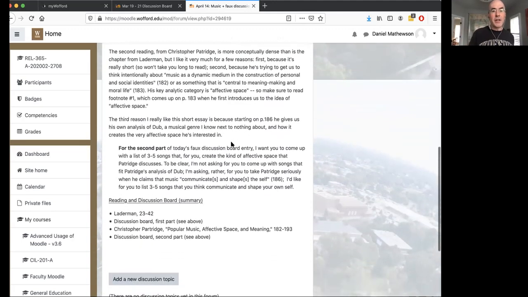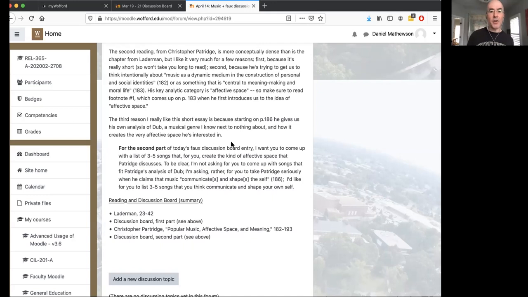Now, this is the second part of this particular discussion board, where this connects to the short writing assignment that's coming up. So the second reading from Christian Partridge is more conceptually dense than a chapter from Latterman. It's actually a quite hard, sophisticated argument. But I like it very much for a few reasons. First, because it's really short, won't take you long to read. And second, because he's trying to get us to think intentionally about music as a dynamic medium in the construction of personal and social identities, or as something that is central to meaning making and moral life.